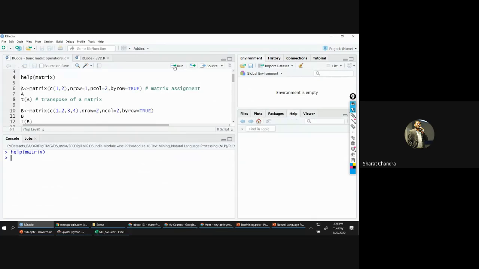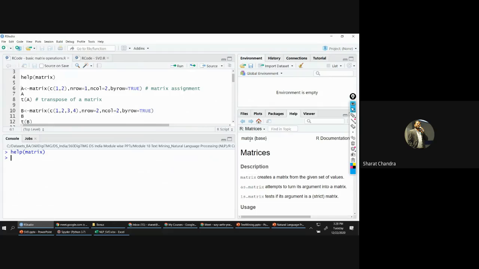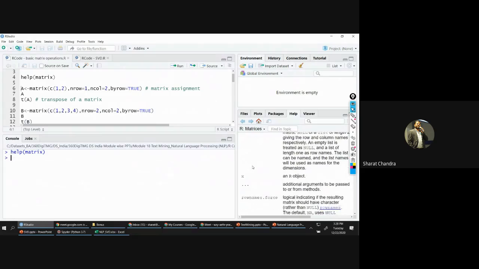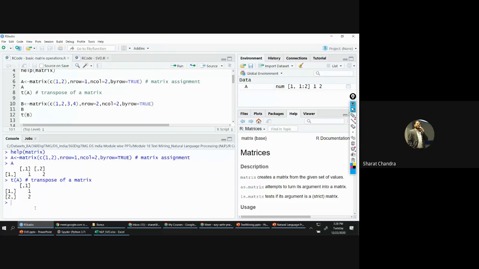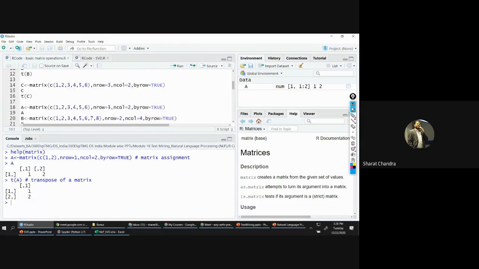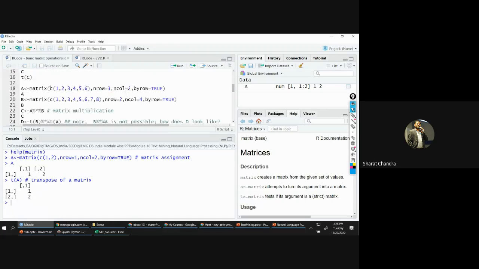Right, so I'll do help. These are the matrices related applications. This is R programming, and I'm defining a matrix here. You can see A is 1 by 2. If I apply transpose, it gets transposed to a vector, a matrix of 2 by 1 dimension. So this is how we can do the matrix calculations.